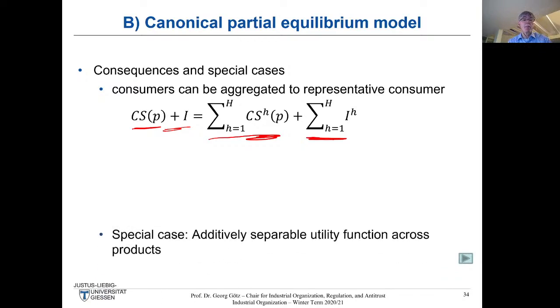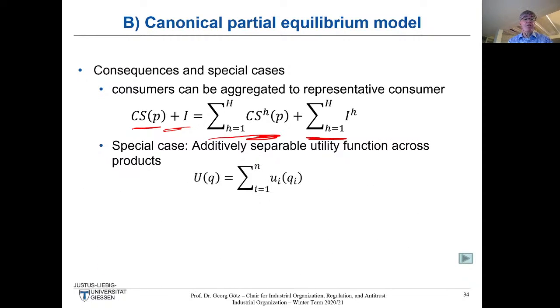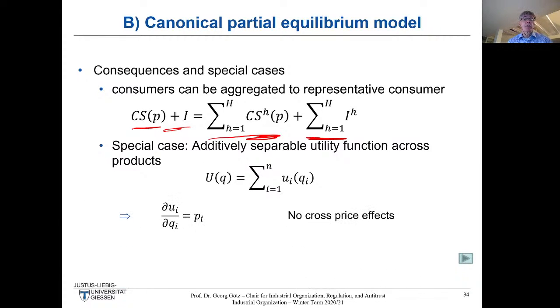And also a restrictive one. Okay, and very often we also have additively separable utility functions across products. What does this mean? It means that the cross effects, the cross price effects, are 0. What does it mean? And that's even more important in economics of regulation.